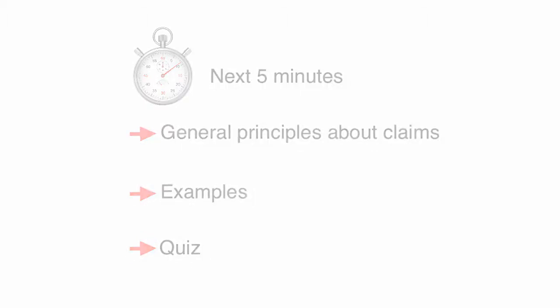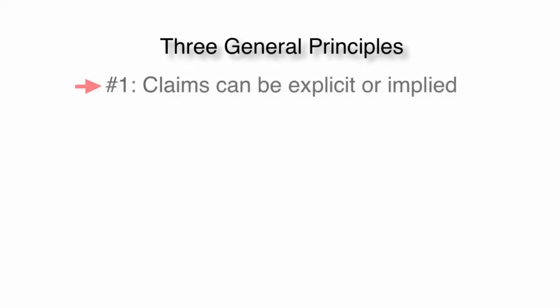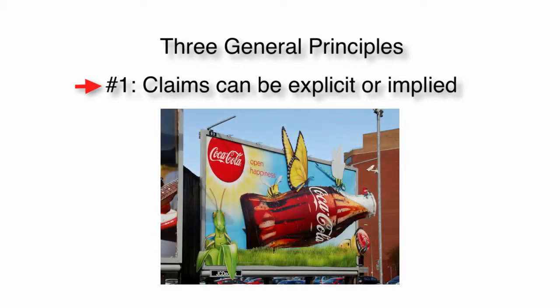First, 3 general principles about claims, or 3 things for students to be aware of when they start looking for claims. The first general principle is this: claims can be explicit or implied. In some texts, they are stated word for word and clearly signaled as claims, but they can also be left unstated. In these cases, it's up to the reader or viewer to infer them and formulate them on his or her own. Images often have implied claims.